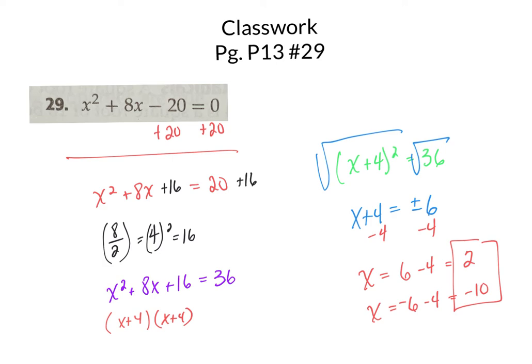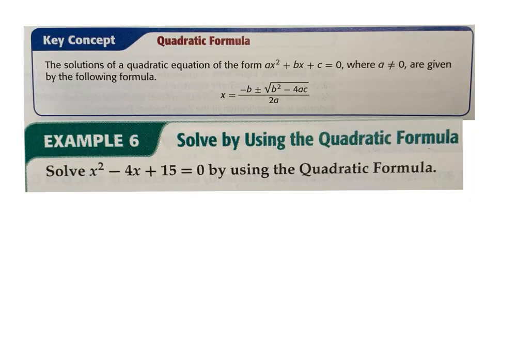Okay. And so once I have this set up, I just take the square root of both sides. The square root of a square is just what's inside. The square root of 36 is positive or negative 6. So, quadratic formula. Quadratic formula, you are solving for x.